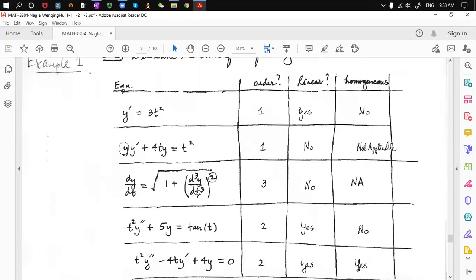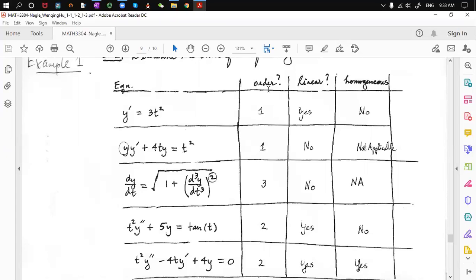Y in terms of t. Right, so it's y in terms of t. Yes, thank you very much for answering this question. I really appreciate it. So it's y in terms of t, therefore y is the function and t is the variable.